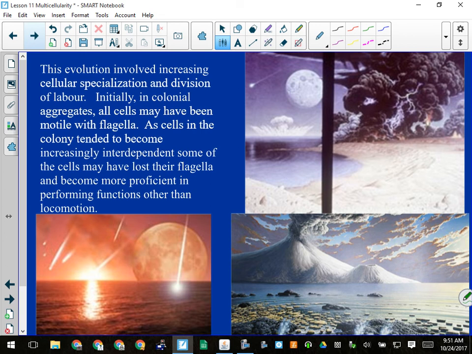So evolution increased the cellular specialization. Initially in colonial aggregates like we just saw, all cells may have been motile. That means they had moving parts, with flagella. As cells in the colony became increasingly dependent, some might have started to specialize. Maybe one loses its flagella but becomes very good at processing food particles, and that could lead over generations to having a digestive tract. Another one was good at something else and became a circulatory system, whatever. That's not really accurate, but that's sort of the process.